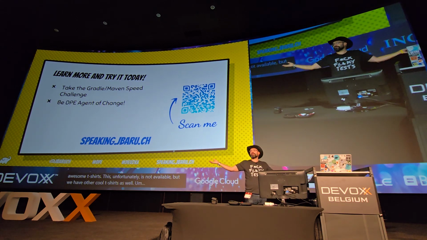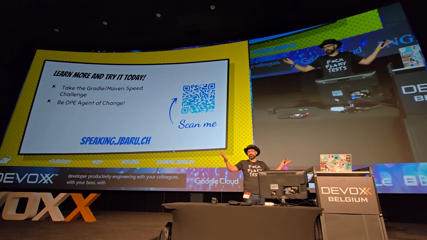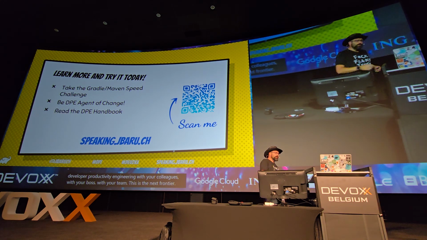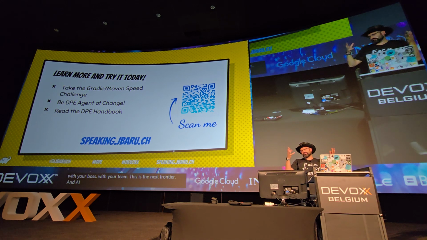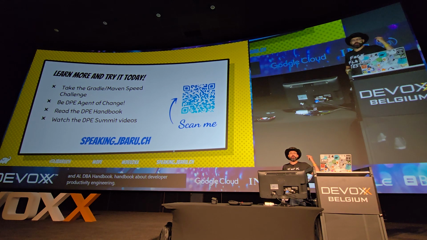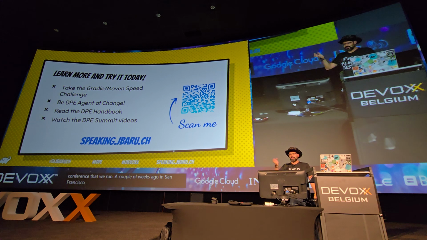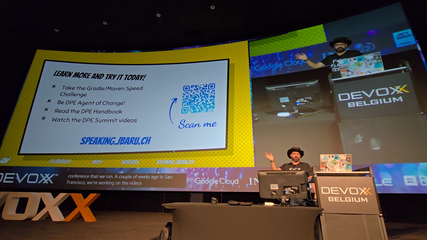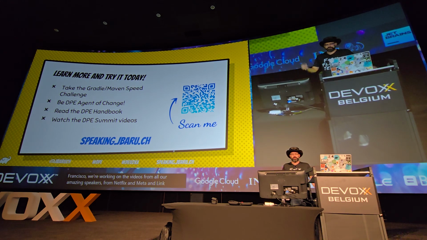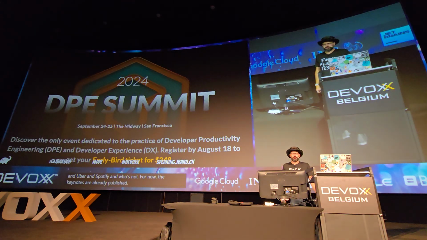Talk about developer productivity engineering with your colleagues, with your boss, with your team. And this is the next frontier. And AI. DPE handbook, a handbook about developer productivity engineering. DPE Summit, it's a conference that we ran a couple of weeks ago in San Francisco. We're working on the videos from all our amazing speakers from Netflix and Meta and LinkedIn and Uber and Spotify and who's not. For now, the keynotes are already published, so watch the keynotes.